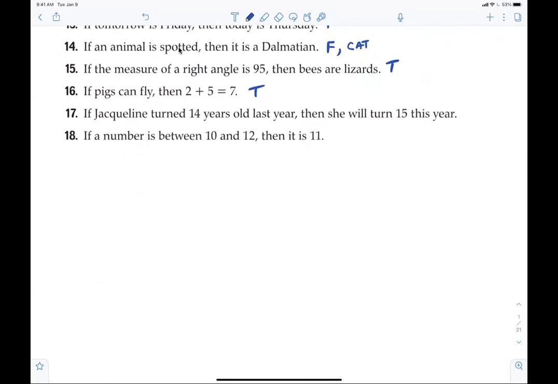Now, if Jacqueline turned 14 years old last year, then she will turn 15 this year. I think that's true. If a number is between 10 and 12, then it is 11. Obviously, false, because we could put anything besides what? 11. I'm happy with that.